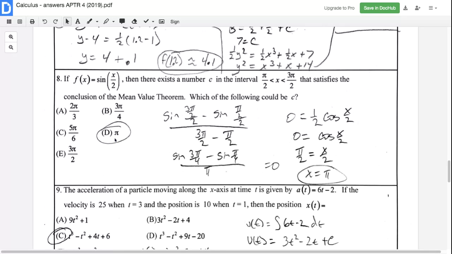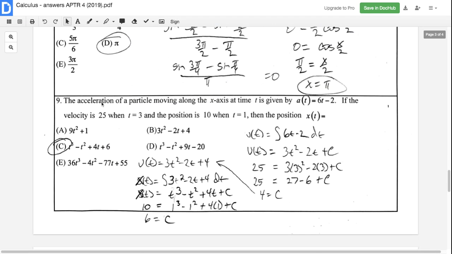Number 9, the acceleration of the particle moving along the x-axis is given by a of t. If the velocity is 25 when t equals 3 and the position is 10 when t equals 1, then the position x of t is. So this is a two-part one. I need to figure out what velocity is.